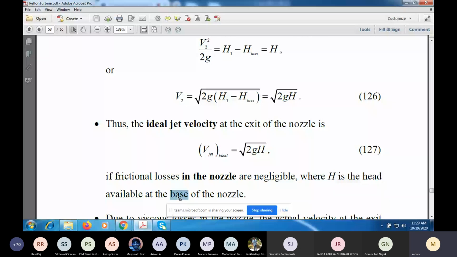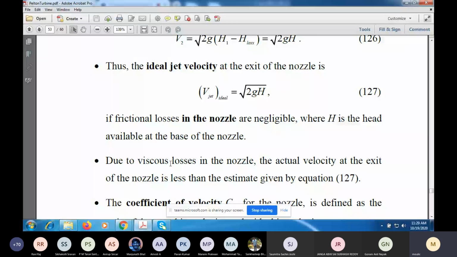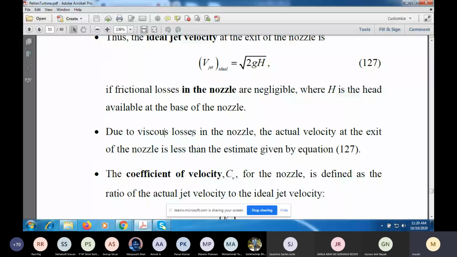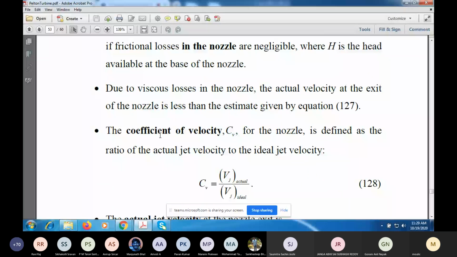Now, there will be in practice viscous losses in the nozzle, so the actual velocity will be slightly less than the ideal velocity. So it's customary to define a coefficient of velocity or velocity coefficient for the nozzle. I've given it the symbol which is used by most authors, uppercase C with a subscript V. So this V is for velocity and C is for coefficient. So this is a non-dimensional constant. Now don't confuse this with heat capacity at constant volume.